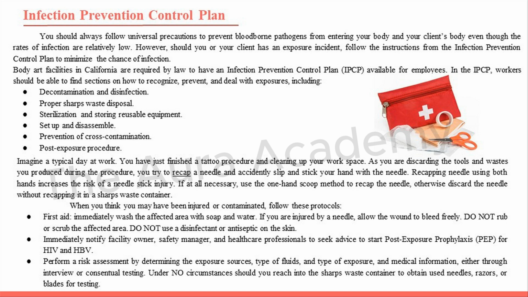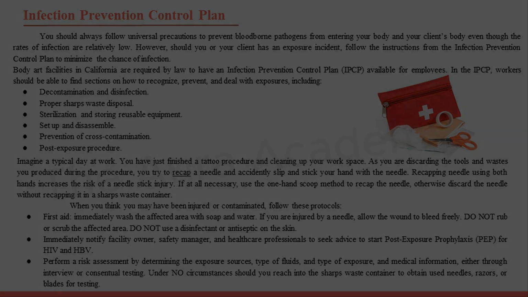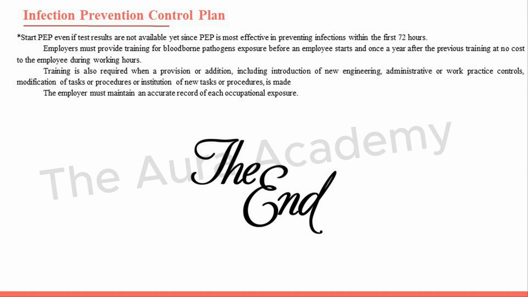Immediately notify the facility owner, safety manager, and healthcare professionals to seek advice to start post-exposure prophylaxis (PEP) for HIV and HBV. Perform a risk assessment by determining the exposure source, type of fluids, type of exposure, and medical information, either through interview or consensual testing. Under no circumstances should you reach into the sharps waste container to obtain used needles, razors, or blades for testing. Start PEP even if test results are not available yet, since PEP is most effective in preventing infections within the first 72 hours.